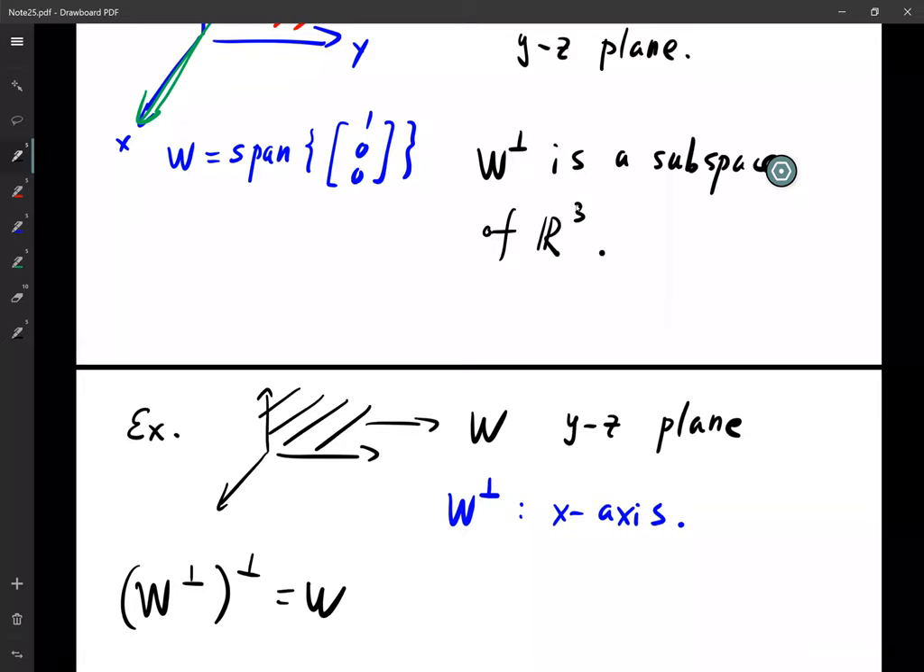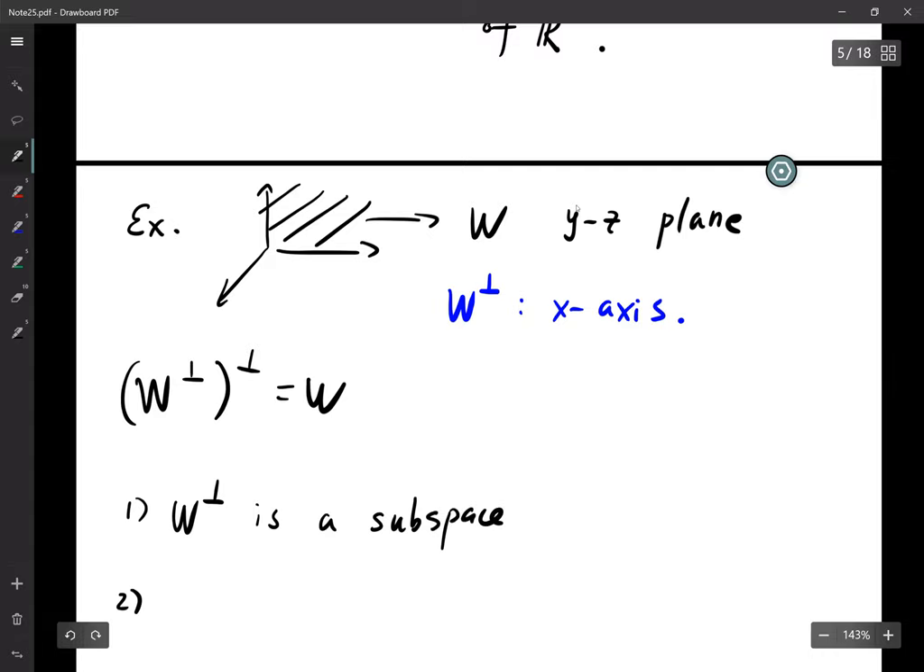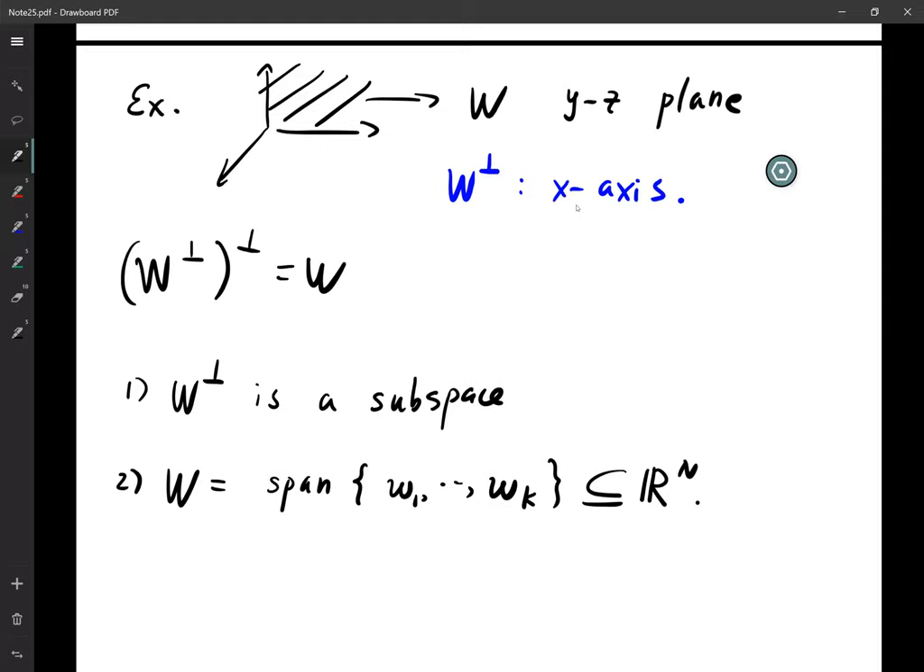Okay, so more generally, we have: one, W perp is a subspace, and two, let's say W is given by the span of w1 to wk in Rn. If you're hearing the noise, I'm sorry. There are two things beyond my control. One is the fan of my computer. The other is my restless son in the corridor.